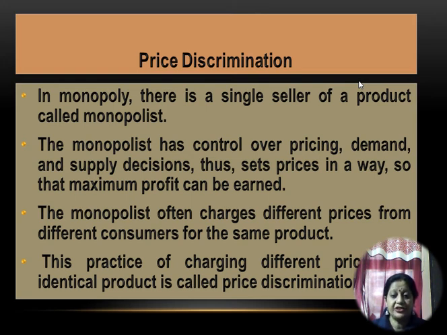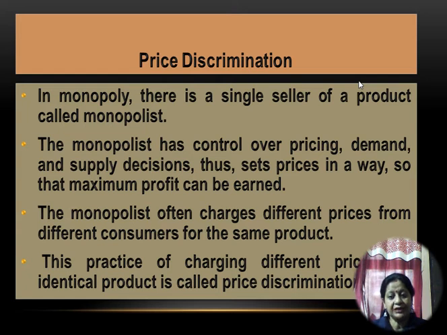The monopolist often charges different prices from different consumers for the same product. Yes, if the vegetable seller is in the good books of the buyer, then he can charge different prices. Suppose, speaking of a vegetable seller today, lauki is 40 rupees per kg. There are 3 buyers, and they went to the same vegetable seller. From one he has charged 40 rupees, from the other he has charged 35 rupees, and from the third buyer he has charged 30 rupees.